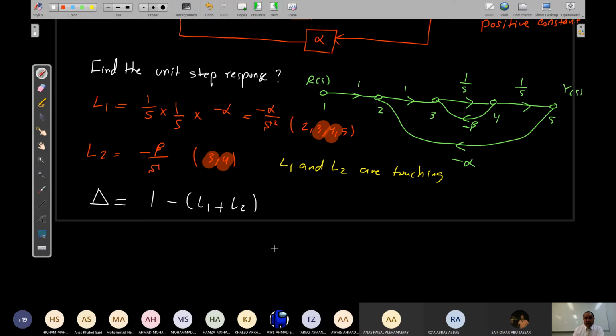Why? Because the loops are touching, not non-touching. So I will stop here. The loops L1 and L2 are touching, so I will stop here. The other terms are for non-touching loops. So this will equal to what? Substitute: 1 plus alpha over s square plus beta over s, correct? Yes. Okay. Now, who will help me with the paths?